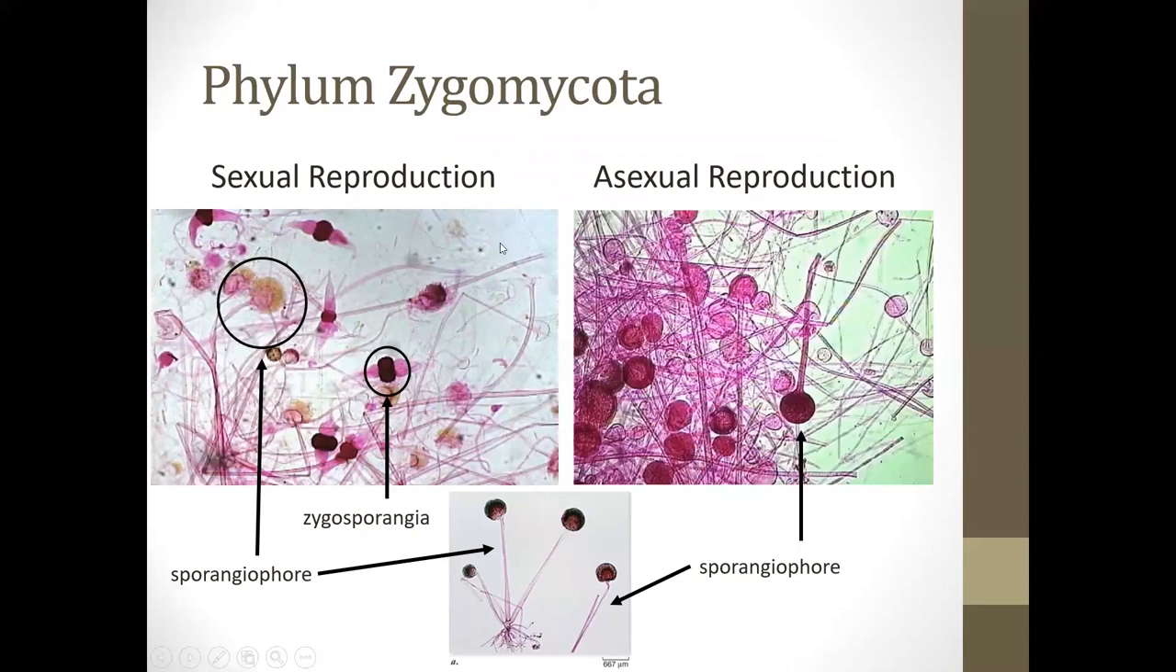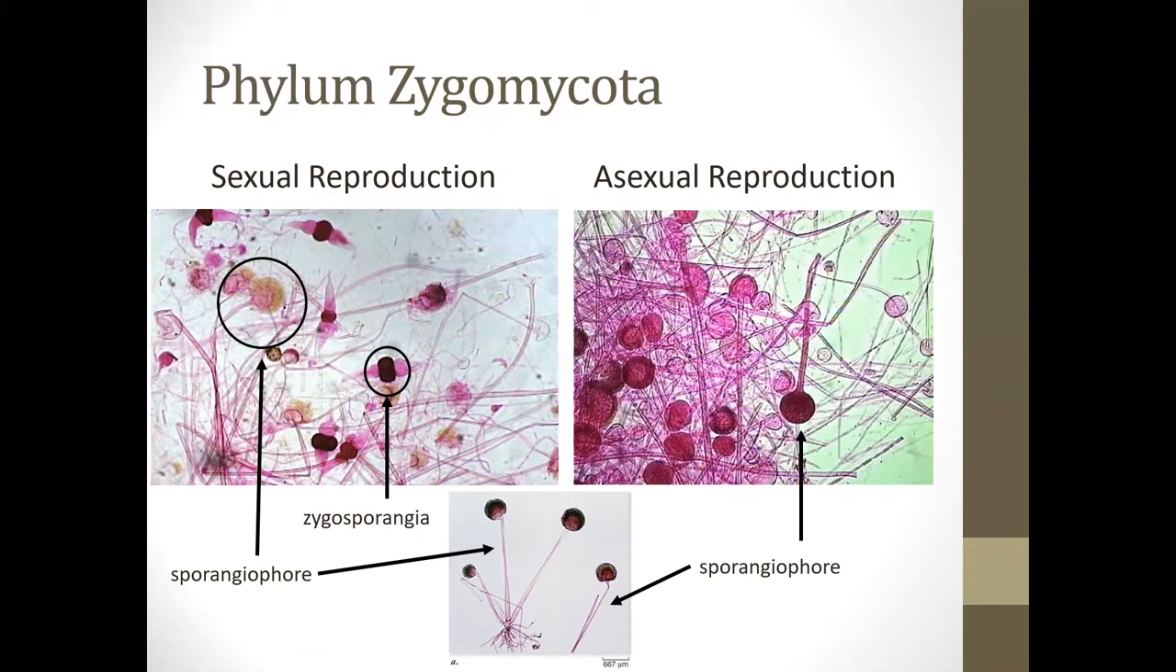Or we can also have asexual structures where you have a sporangiophore just grow from the hyphae of the parent fungus. So there was no need to create that fruiting body first. This is just a sporangiophore that grows straight from the hyphae and creates clone spores of the parent. Okay, so that's it for Zygomycota.